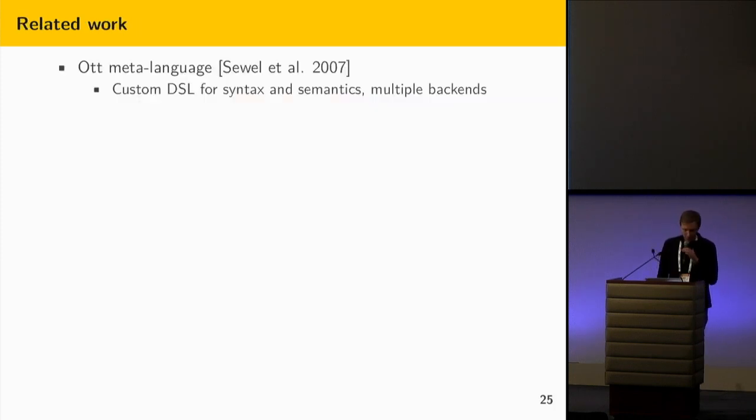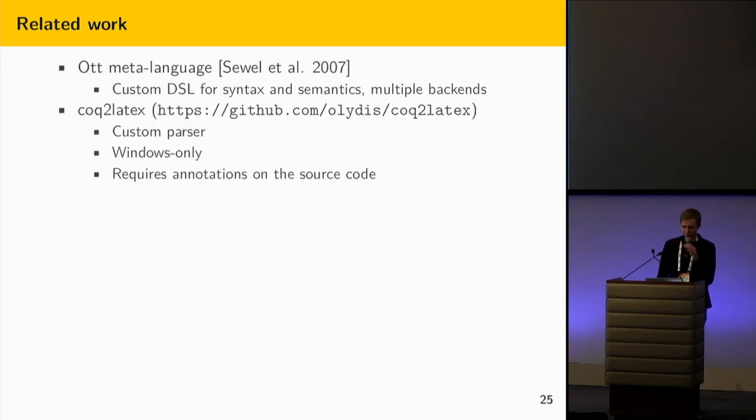Right, so there's some related work. There's this Ott tool, which is a separate meta language for describing programming language semantics. It can also print inference rules, and it even has a backend to produce Coq code. But this is a bit the other way around. I'd rather have my definitions in Coq and just directly print them.